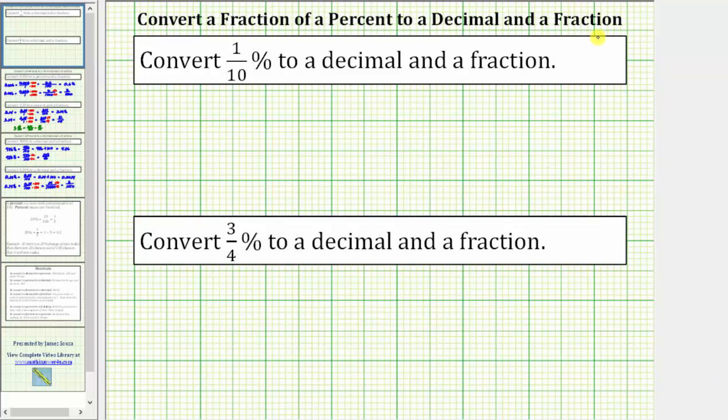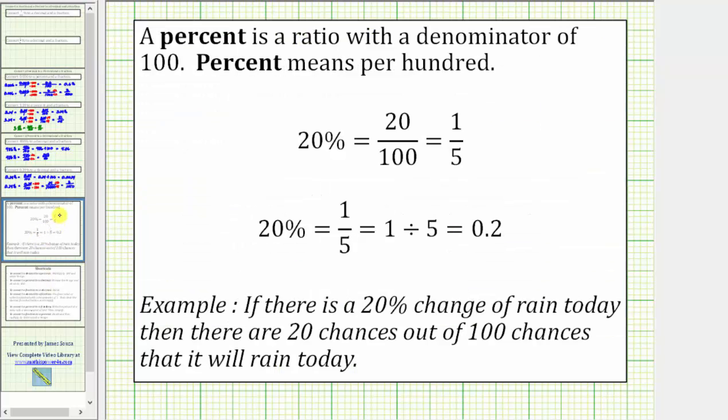Welcome to two examples on how to convert a fraction of a percent to a decimal and a fraction. It's important to remember when working with percentages, the word percent means per 100, and therefore a percentage is always a number compared to 100. We can define a percent as a ratio or fraction with a denominator of 100. For example, 20% equals the ratio or fraction 20 over 100.